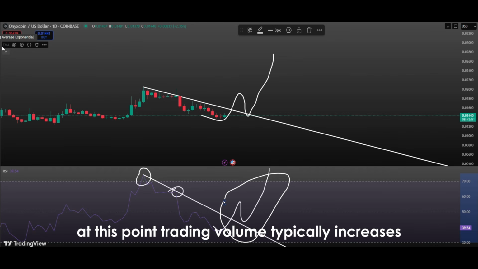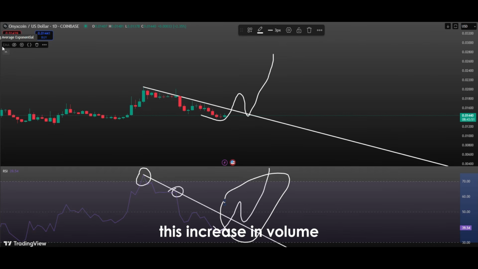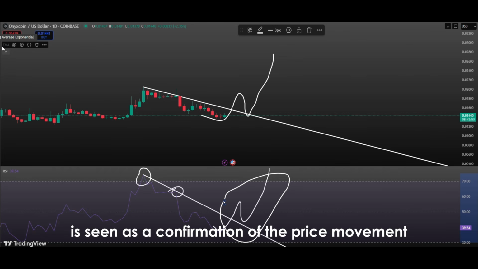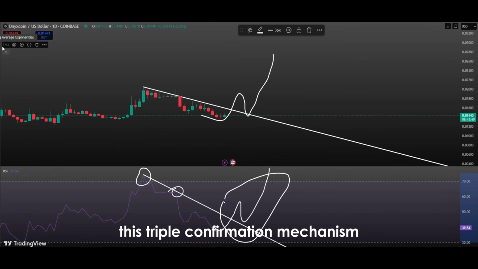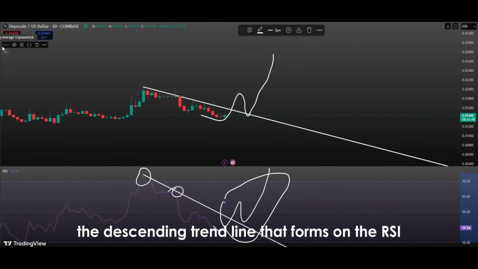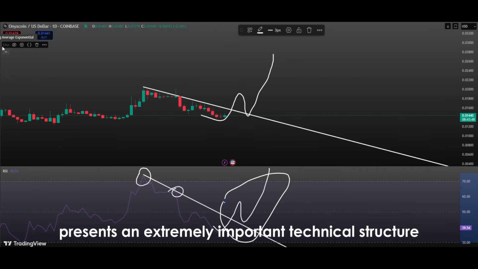At this point, trading volume typically increases. This increase in volume is seen as a confirmation of the price movement. If volume rises along with the RSI and price follows, this triple confirmation mechanism indicates the beginning of a solid upward move. In conclusion, the descending trendline that forms on the RSI and its breakout presents an extremely important technical structure.